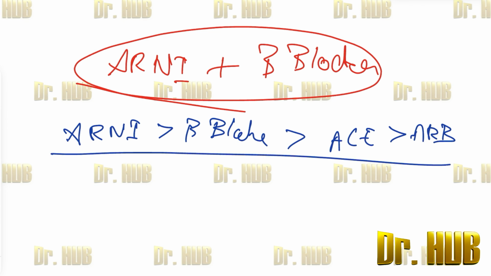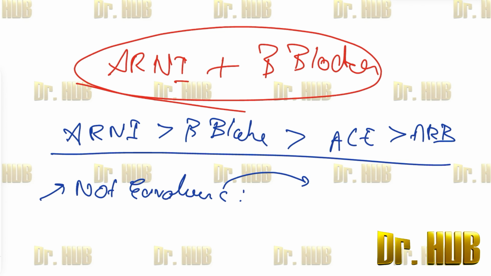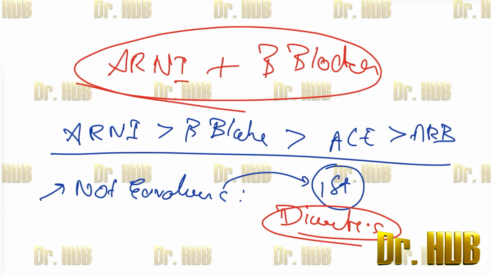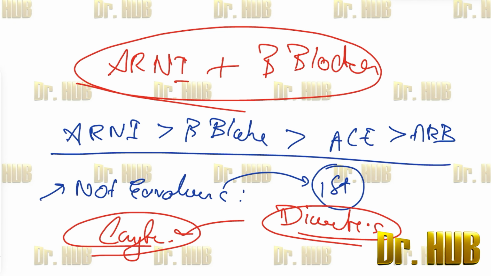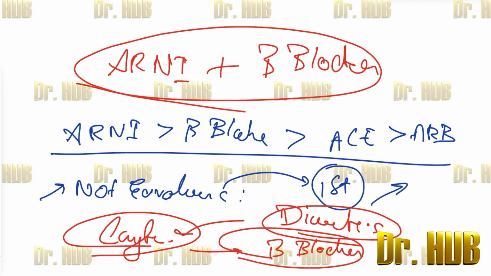The next is in case the patient is not euvolemic. In such cases, the first thing to be done is to administer diuretics. Diuretics are mainly given for the treatment of the congestion, and only then can you start beta blockers. This is done because beta blockers can otherwise cause pulmonary edema. That is the reason.